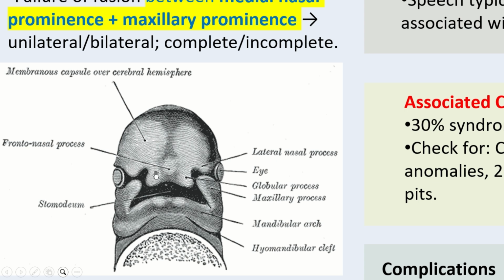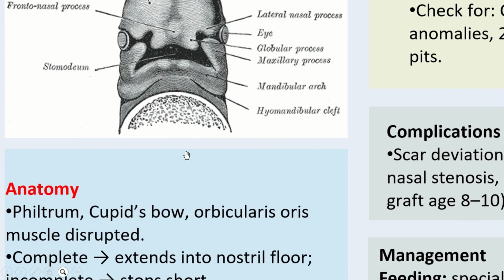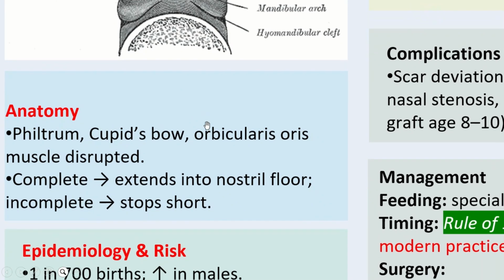And it can be a complete cleft lip if it goes until the nose, and it can be incomplete if it's just the lip. And we're going to look at that classification. So what happens is that in the anatomy, the philtrum, the cupid's bow, and the orbicularis oris muscles are going to be disrupted. This orbicularis oris muscle is going to contract and is going to pull away one part of the lip from the other.